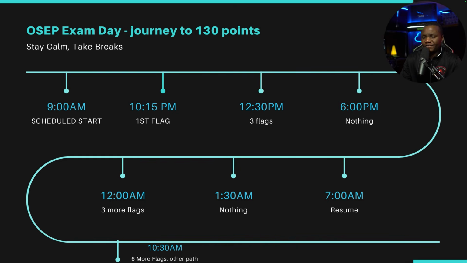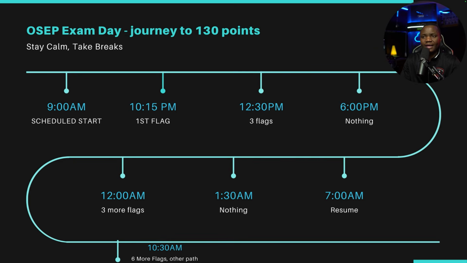After I got my first flag by 10:15, by noon, I had 3 flags, so I was feeling pretty good. I was pretty comfortable. But of course, from 12:30 p.m. up to 6 p.m., nothing. I mean, I tried a lot of things. I just couldn't get anything done. So I took a break and I came back. And by the time I came back, by midnight, I had 3 more flags.